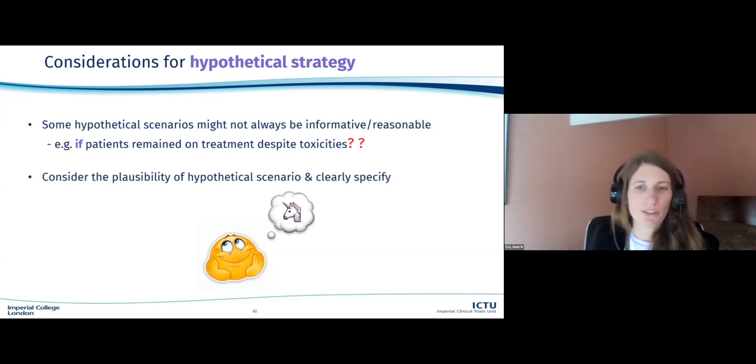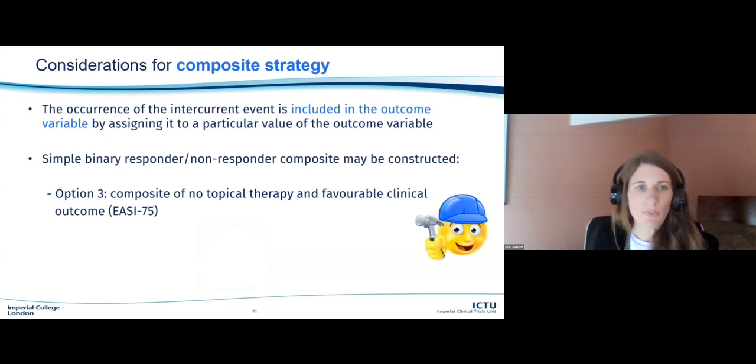So the description of the strategy should contain the details of exactly what's hypothesized to occur or not occur, so there's no confusion. So the third option is to use a composite strategy, which is where the outcome variable is reconstructed so that the intercurrent event is a component of the variable.